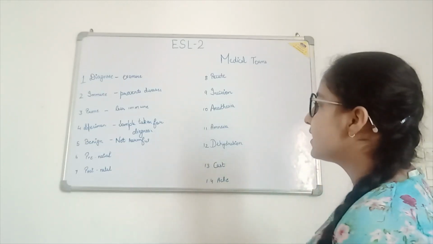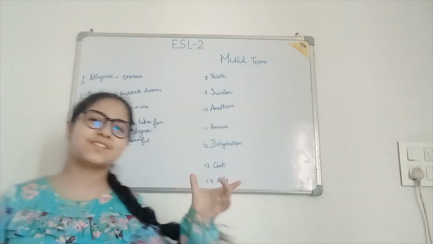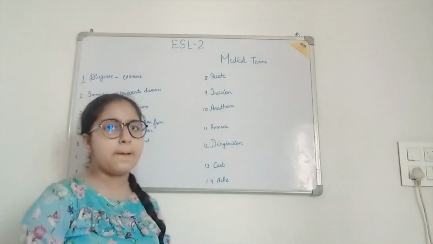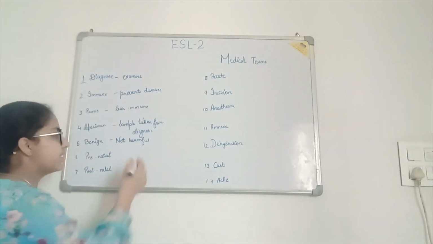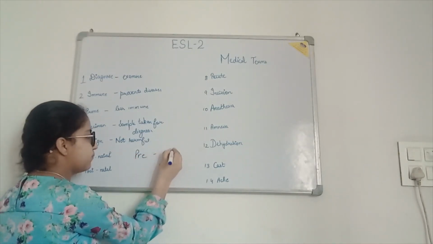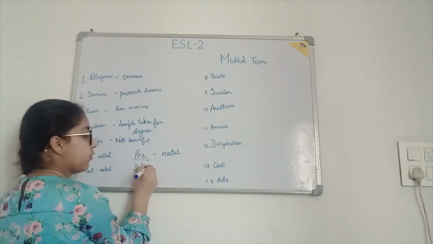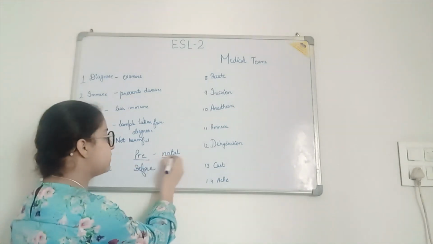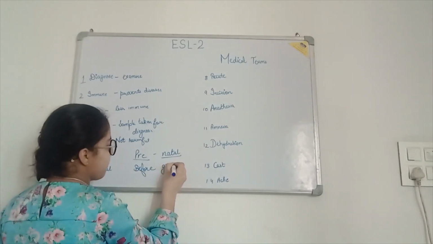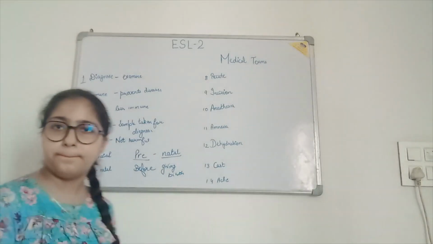Let's move on to number six, which is prenatal. Let's take a look at the word, and then we will make the meaning of it. Pre and natal. Pre means before, and natal means giving birth. So prenatal means before giving birth to someone.